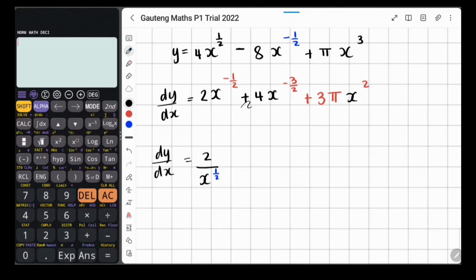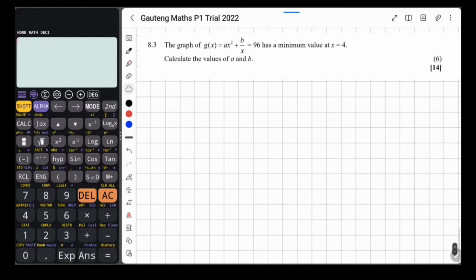And then with the 4, the positive 4 is fine. It has a natural exponent of 1. We only take that to the denominator. So x to the power of positive 3 over 2. And then lastly, this one, the exponents are not negative, so it's fine. Positive 3 pi x squared. Okay, so that is your final answer. You can put this back as surds, but that's really unnecessary. They would still accept this answer.